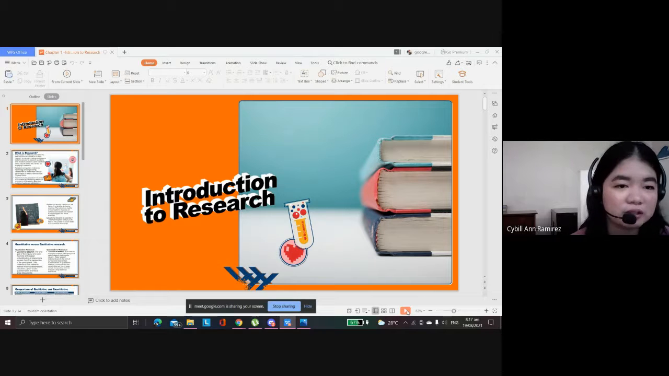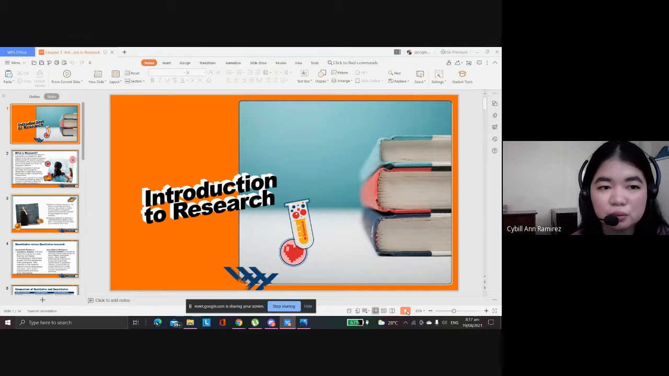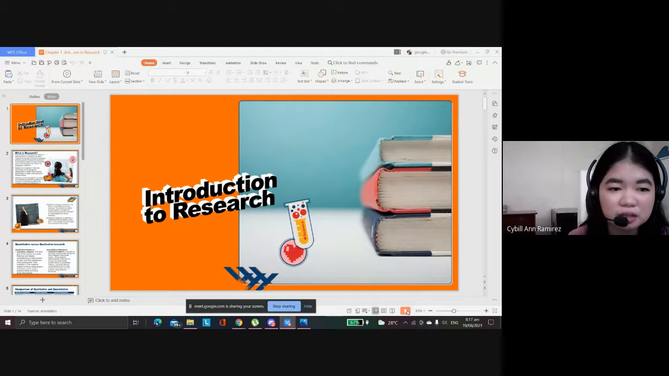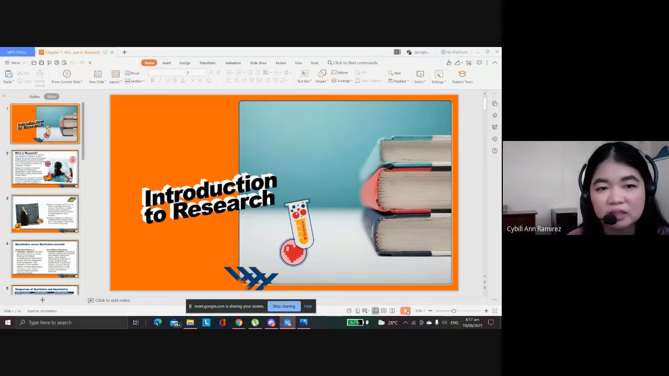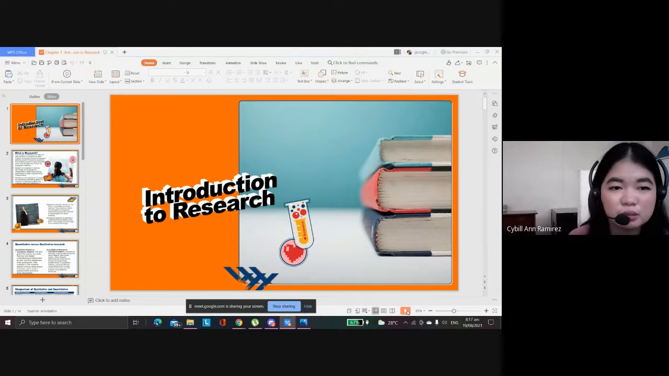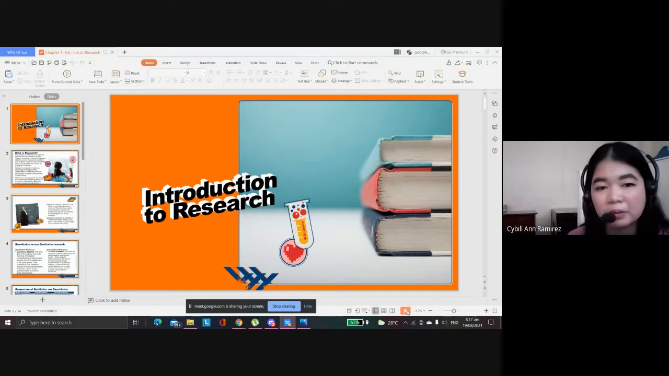So later on, maybe in chapter 2, we will get to know what are the different kinds of research. So right now, I'm just going to introduce to you what is research. And then the most basic types, which is quantitative versus qualitative. Because oftentimes you would hear that when you talk about research, are you doing a qualitative paper or quantitative? Unsa man imuhang method, no?